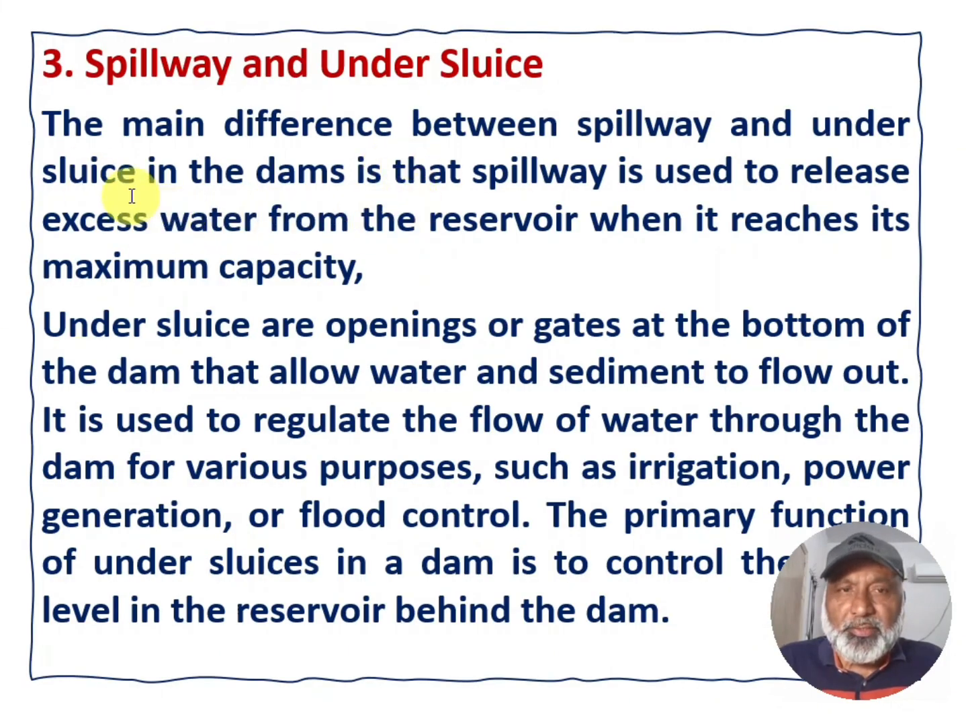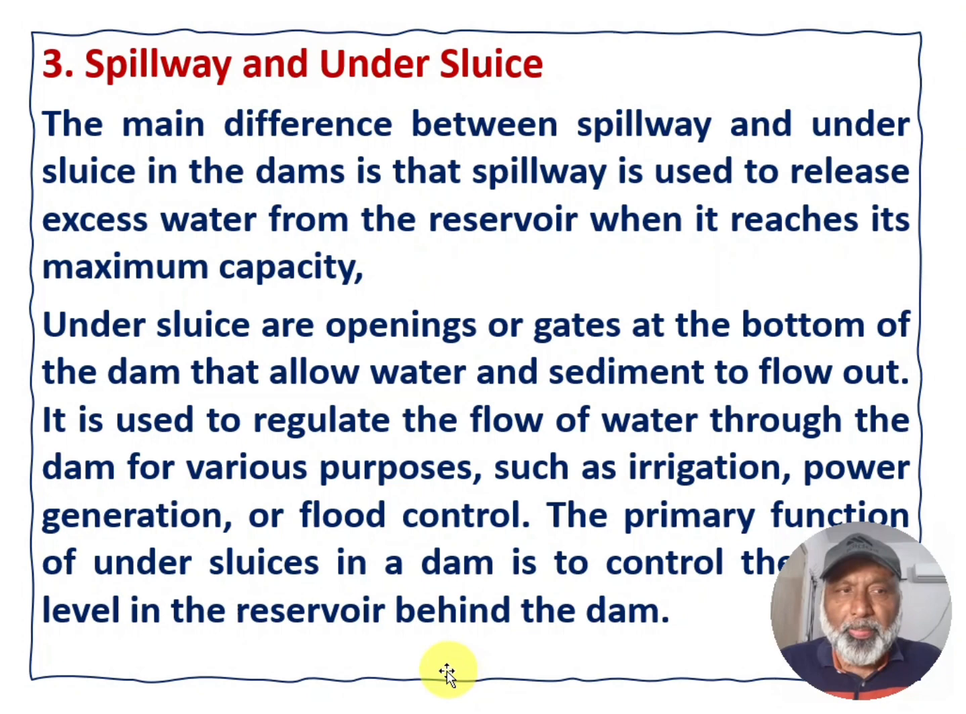Spillway and undersluice. The main difference between spillway and undersluice in dams is that the spillway is used to release excess water from the reservoir when it reaches its maximum capacity. Undersluices are openings or gates at the bottom of the dam that allow water and sediment to flow out. They are used to regulate the flow of water through the dam for various purposes such as irrigation, power generation or flood control. The primary function of undersluice in a dam is to control the water level in the reservoir behind the dam.